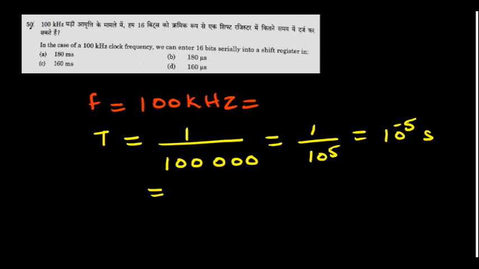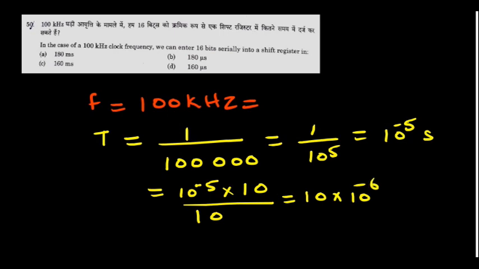Let's take 10 to the power minus 5 seconds. What does this mean? I will multiply and divide by 10. Then it is 10 to the power 10 multiplied by 10 to the power minus 6. So it is 10 microseconds now. In 10 microseconds 1 bit will be shifted. How many bits are there? 16. So 16 multiplied by 10 microseconds equals 160 microseconds.